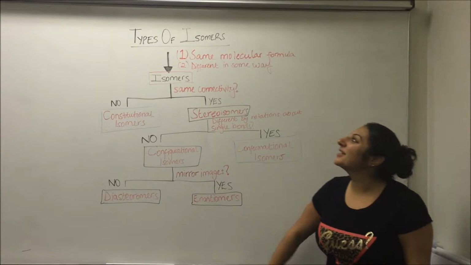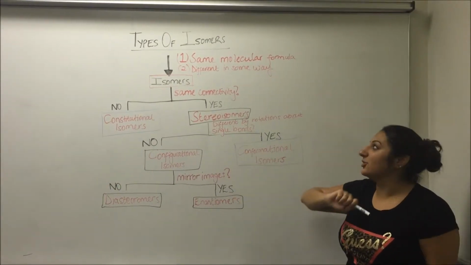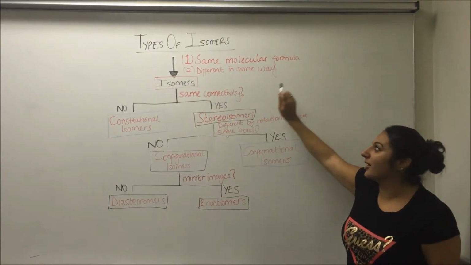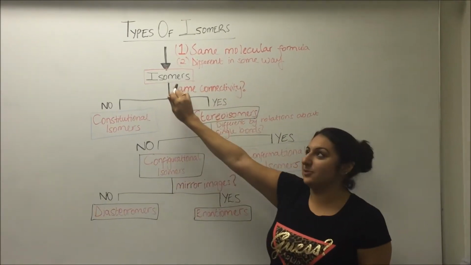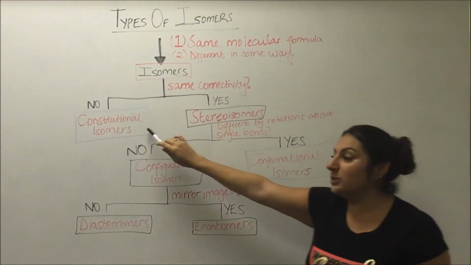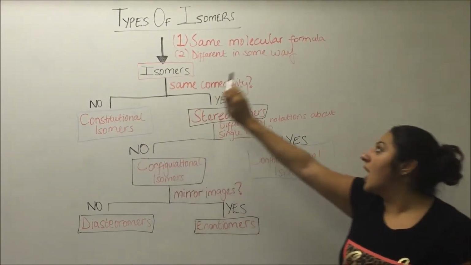So we're back rolling. We're going to be talking about types of isomers. Isomers, like we said earlier, have the same molecular formula but are different in some way. If they have the same connectivity, then they're stereoisomers. If they don't, they're constitutional isomers.